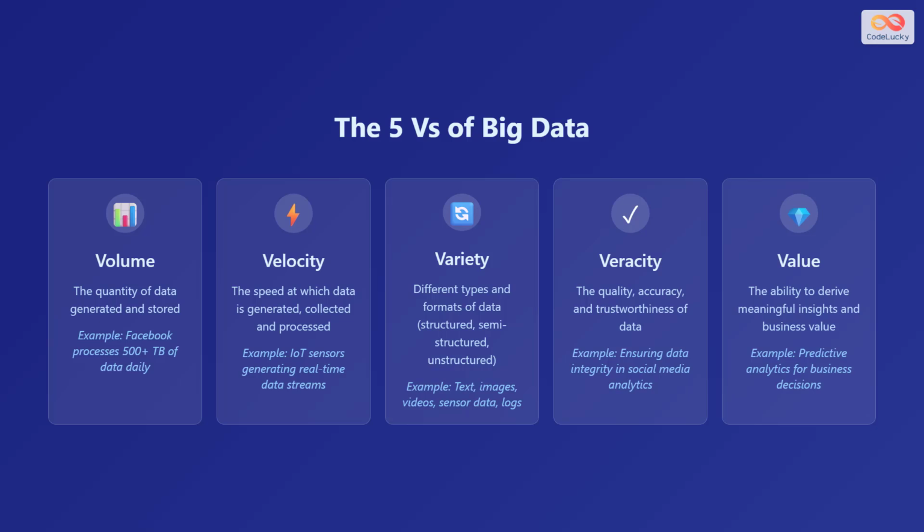The third V is variety, which encompasses the different types and formats of data, including structured, semi-structured, and unstructured data such as text, images, videos, sensor data, and logs. The fourth V is veracity, which is the quality, accuracy, and trustworthiness of data. Ensuring data integrity in social media analytics is an example of addressing veracity. Lastly, value, the ability to derive meaningful insights and business value from data, such as predictive analytics for business decisions, constitutes the fifth V.